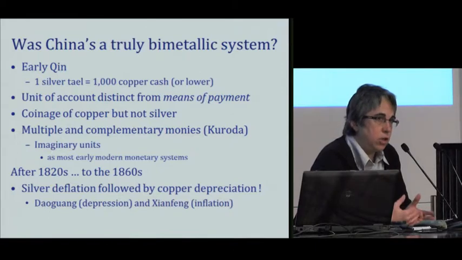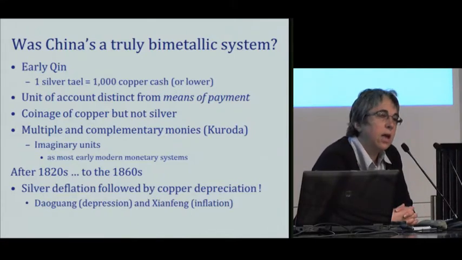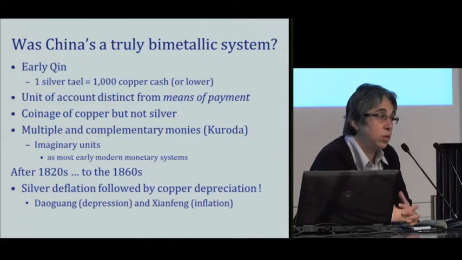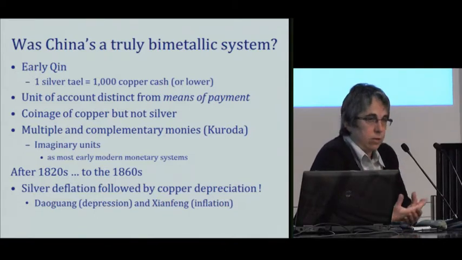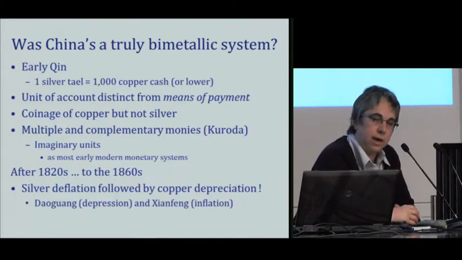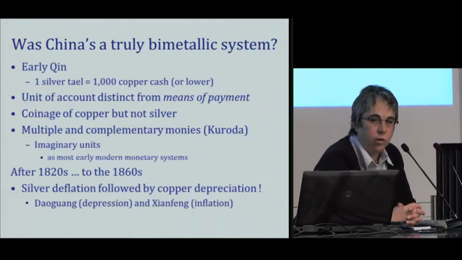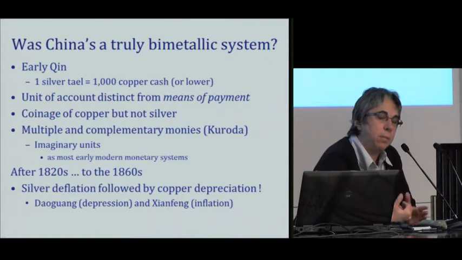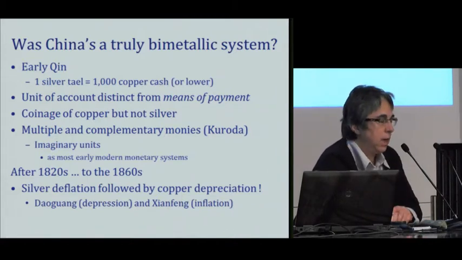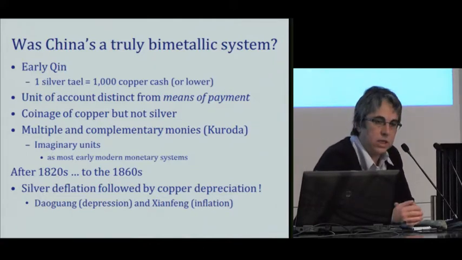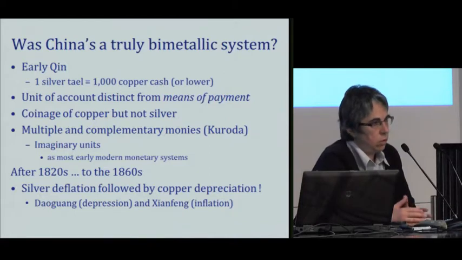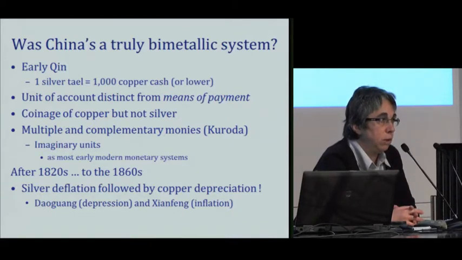But we need to make the distinction between unit of account and means of payment, and that happens inside China as silver is concerned. And it's important that in China there was a mintage of copper but not of silver, and that gave way to what Kuroda has nicely explained as multiplicity of means of payments and complementary monies, together with this imaginary unit that is the silver tael that we see here and there. Something that is comparable to many other early modern monetary systems.